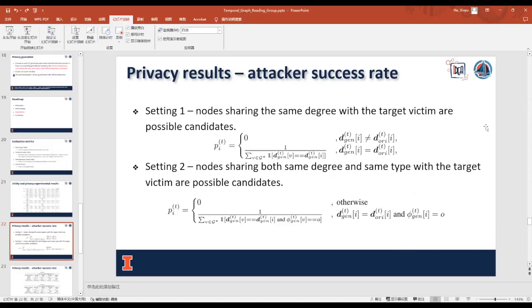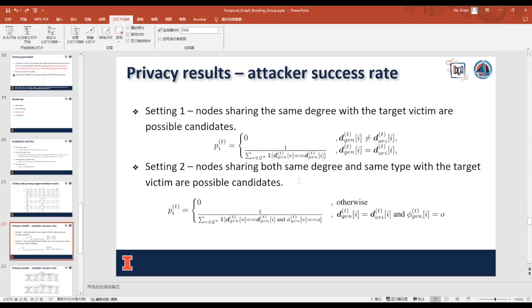As we only have a simple metric in the previous table, we design additional experiments to confirm the privacy preserving performance of our model. Like in the previous toy example, we designed a node query attacker, where the attacker knows the degree of the node and is trying to identify a victim. In this setting, the nodes sharing the same degree with the target victim will be possible candidates. So the probability of the attacker successfully identifying the victim is 1 over the number of nodes that share the same degree as the victim node.